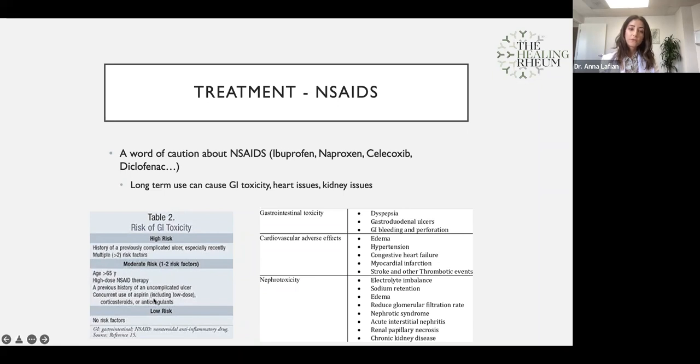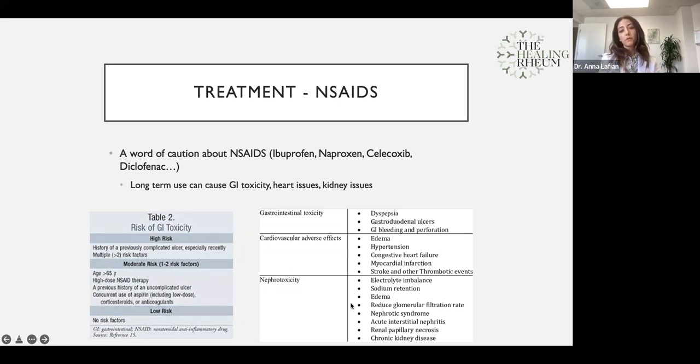So if you're above the age of 65 and you're taking high doses of NSAIDs, or if you also use aspirin or other blood thinners, like Plavix or warfarin or anything like that, there's a high risk of GI bleeding or GI toxicity. So please be mindful of that.